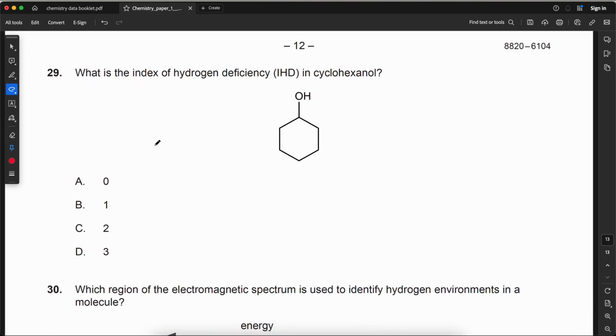What is the index of hydrogen deficiency? So that would be 2C plus 2 plus N minus X divided by 2. 2 times 6 plus 2 minus 12 divided by 2. There is one H here, and then also here H. So 1, 2, 3, 4, 5, 6, 7, 8, 9, 10, 11, and then there is one H right here. So that would be 12, and then there are 1, 2, 3, 4, 5, 6 C. So you've got 1.